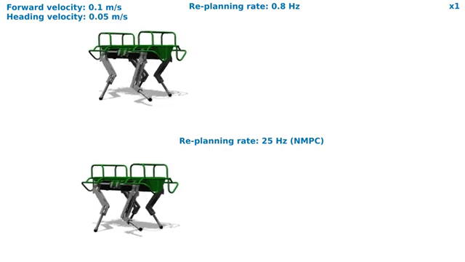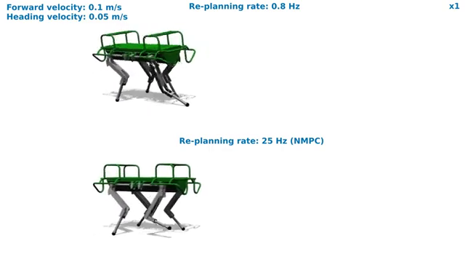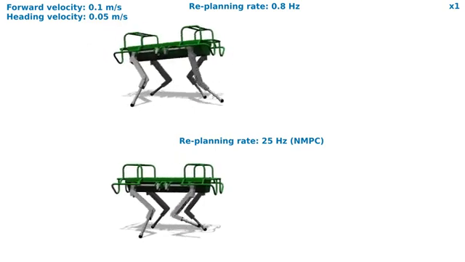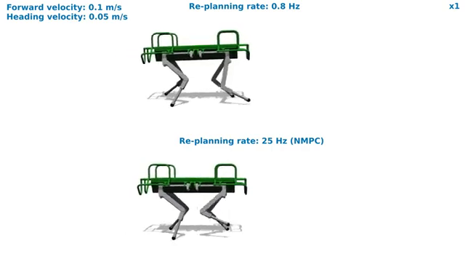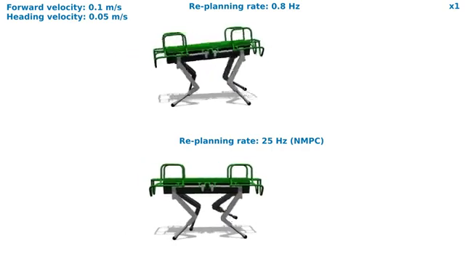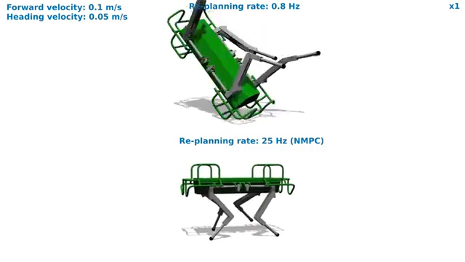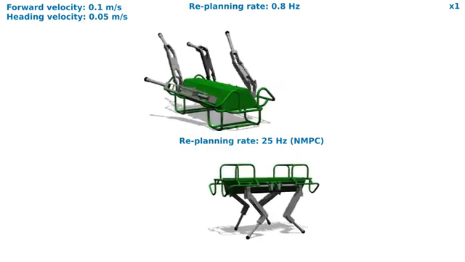This simulation demonstrates the importance of continuous replanning at a higher rate. Here, the robot is commanded with a constant forward and heading velocity. Since replanning at a lower rate of 0.8 Hz leads to state drifts due to model uncertainties and tracking errors, the robot walks badly and falls in the end. However, with a higher replanning rate of 25 Hz, the robot walks successfully because it continuously compensates for these uncertainties and errors.